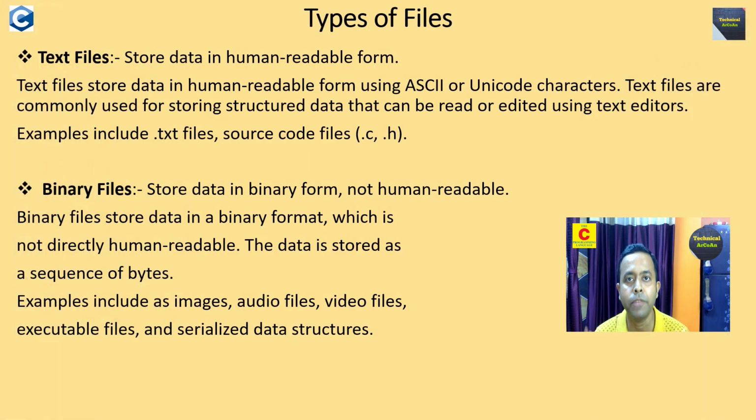Now we should know the different types of files. Normally there are two different types of files we can handle using C program code. Number one is text file, other is binary file. What is a text file? It stores data in human readable form, for example a .txt file, or source code files like .c, .h. A binary file stores data in binary form, which is not human readable, meaning 0 and 1 format. Examples are images, audio files, video files, executable files, and serialized data structures.